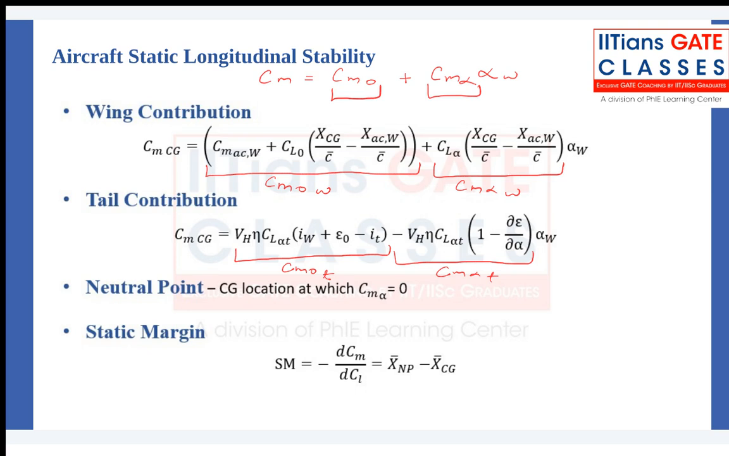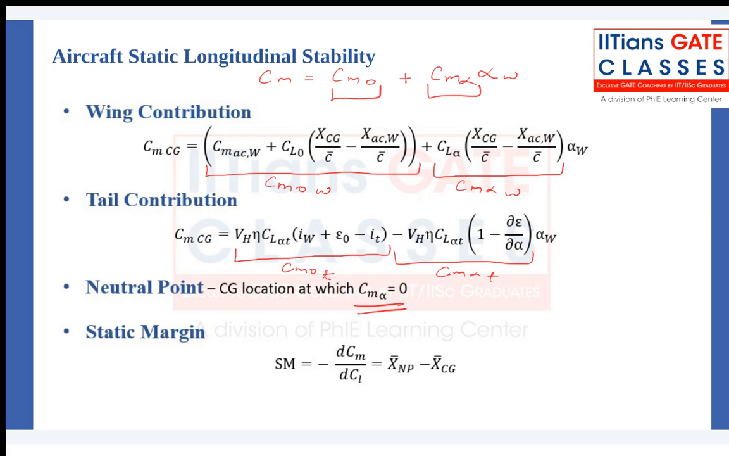Next, we have the static margin. I think this will be the last topic for today. Let's just remember this: the point at which CM alpha is zero. Now, if I place the CG of my aircraft at the neutral point, what will happen? The aircraft will be neutrally stable. What does neutrally stable mean? Like we've seen initially, when the ball was placed on a flat surface and I move it, it attains a new equilibrium point at that position. So if I place my CG at the neutral point, the aircraft will be neutrally stable.